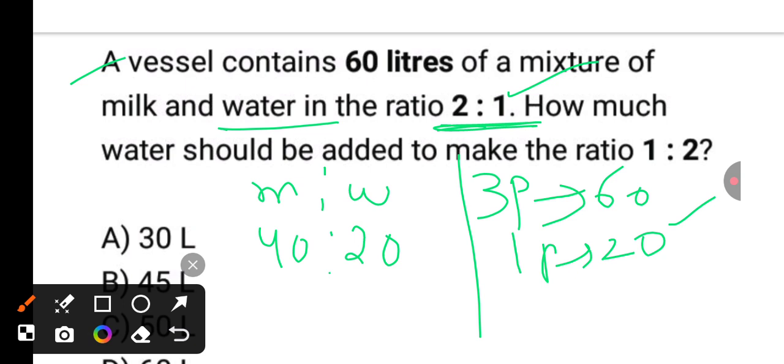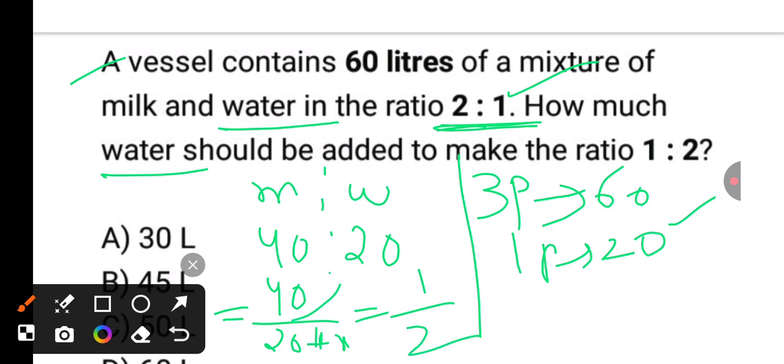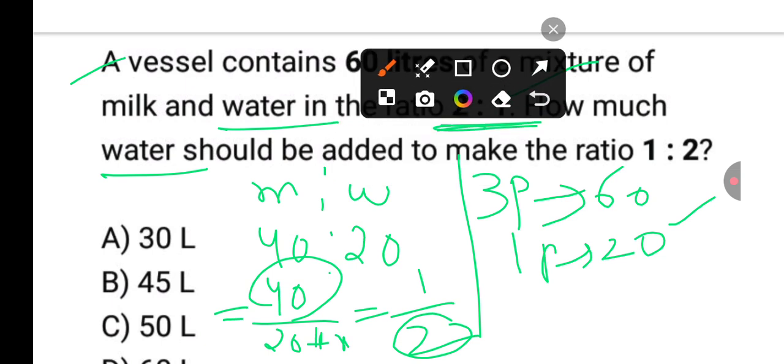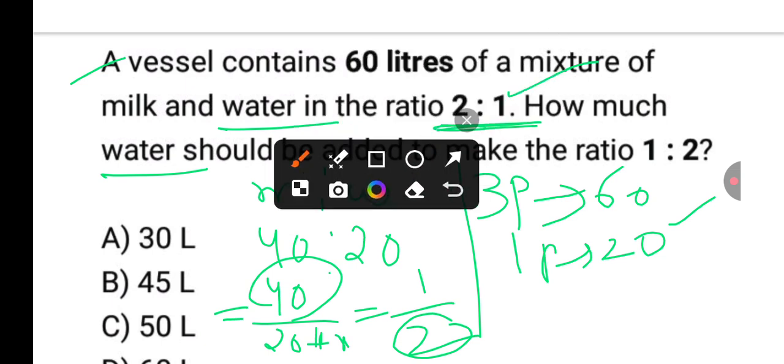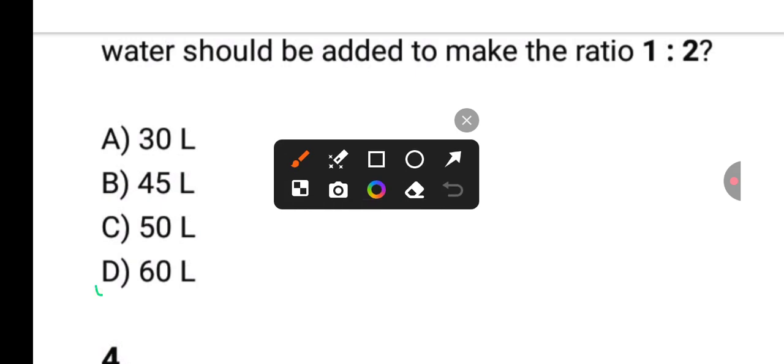Next, how much water should be added to make the ratio 1:2? See here, this equals 40 divided by 20 plus, let the water to be added equal x. So 40 plus x over 20 plus x equals 1:2. See, it is 40 into 2, 80. 1 into 20, 20. It is 80 minus 20 equals x, that is 60. 60 is the answer. Option D.